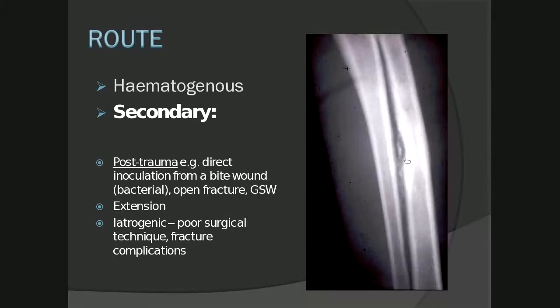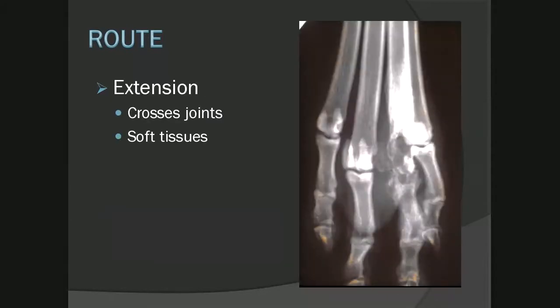Osteomyelitis can also occur due to extension from adjacent infected tissues, or it could be iatrogenic from poor surgical technique or fracture complications. Osteomyelitis by extension can cross joints. For example, in the image over here, this was likely a septic arthritis that resulted in lysis of the adjacent bones in this metacarpophalangeal joint. So there's destruction of the subchondral bone with collapse of the joint, with lysis extending both proximally and distally. There's also a bit of soft tissue swelling present.